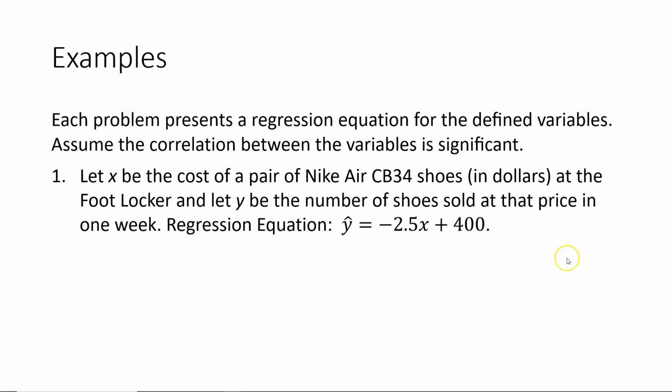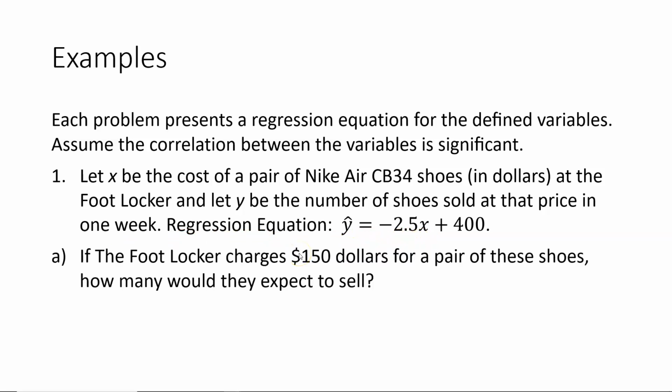So let's look at some linear regression equation examples from section 8.2 and 8.3 of our alternate textbook. We're going to assume that the correlation between the variables in these examples is significant. In the first example, we're going to let X be the cost of a pair of Nike Air CB34 shoes in dollars at the Foot Locker, and we're going to let Y be the number of shoes that are sold at that price in 1 week. The linear regression equation that best goes through that data is given on the screen.